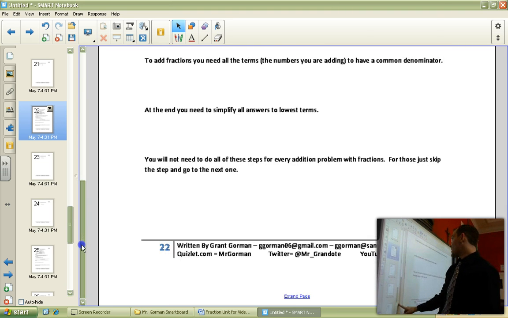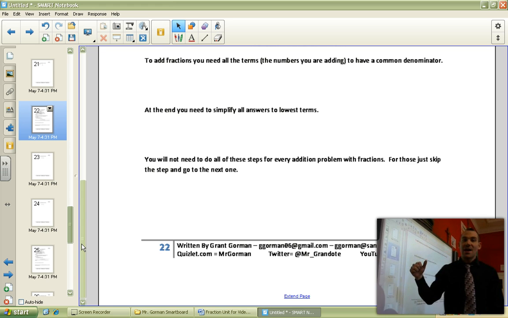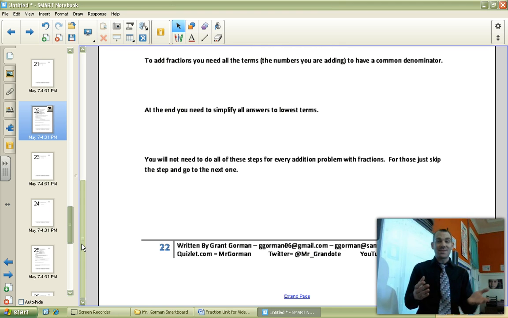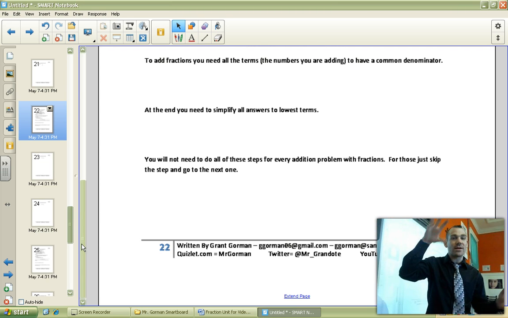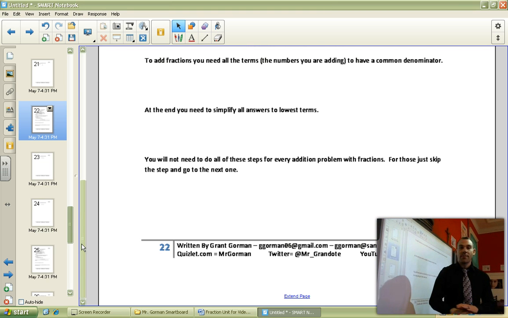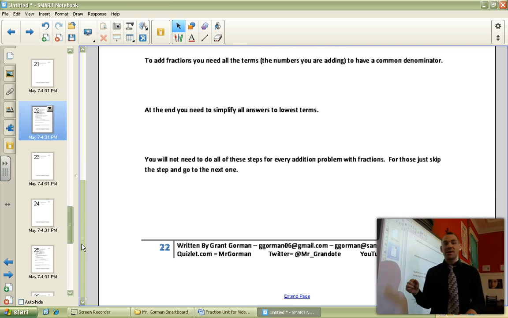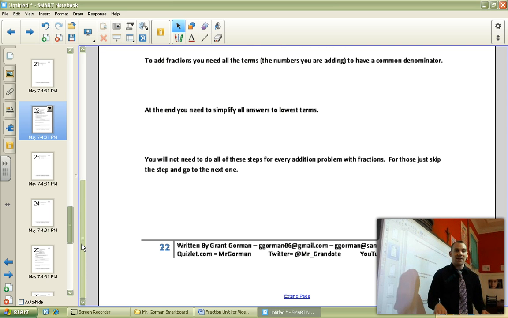Before we move on, though, I want to tell you some true facts of mathematical truth. To add fractions, you have to have common denominators. You just do, okay? And with those common denominators, when you're actually adding across, you only add the numerators. The denominator is going to stay the same the whole time, okay? At the end, you need to simplify all of your answers in mixed number form. You cannot have any improper fractions.